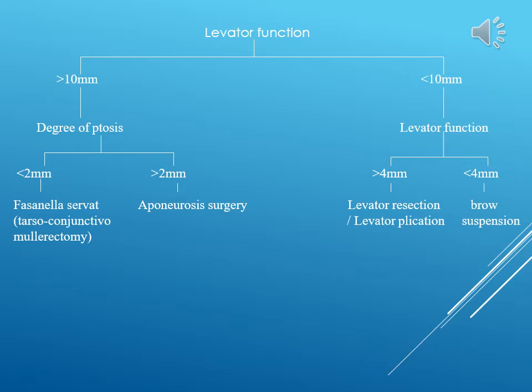Next, when the levator function is more than 10 millimeters, but the degree of ptosis is more than 2 millimeters, then you will perform the aponeurosis surgery. When the levator function is less than 10 millimeters, again, this is divided into two categories. When it is less than 10 millimeters but more than 4 millimeters, then the surgery performed is a levator resection or a levator plication. And when the levator function is 4 millimeters or less, that is a very poor levator function, then the surgery which is performed is a frontalis brow suspension surgery.